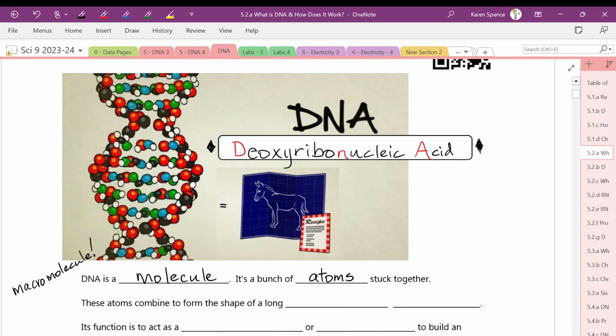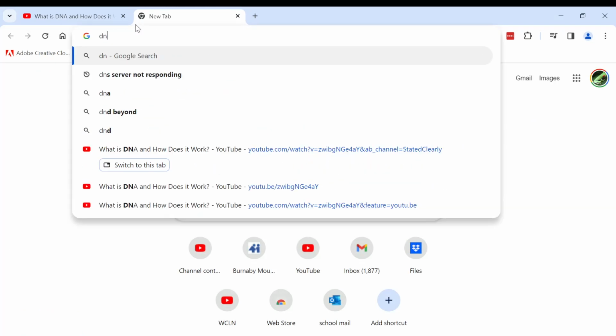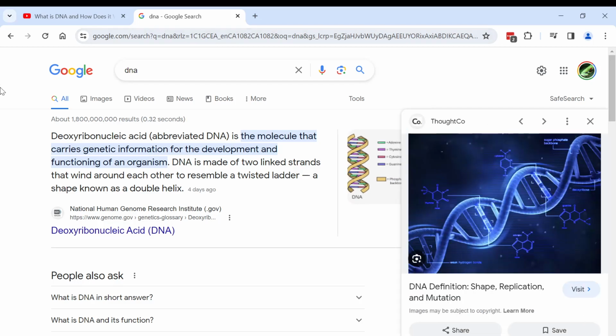These atoms combine to form the shape of a long, and let's actually find another picture of DNA here. Now remember how it looked like a ladder? What have we done with that ladder? We've twisted it. So what shape is it? It is a twisted ladder.